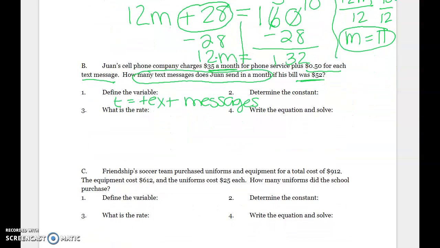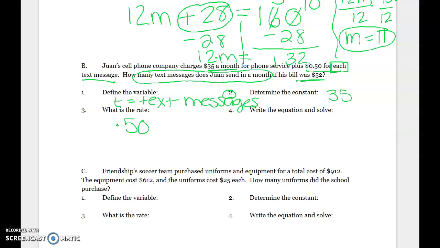And if I'm looking at B, I see this right here, the word each. So my rate would be 0.50 or 50 cents. Okay, my constant is something that never changes. So that's going to be that $35 a month. Because no matter how many text messages I send, whether I send 0 or a billion text messages, I still have to pay this $35 a month. So that's always going to be a constant.